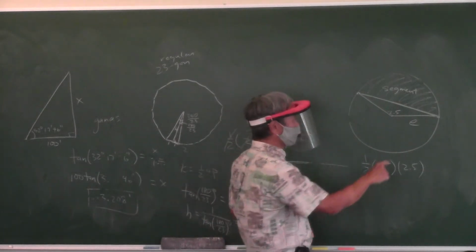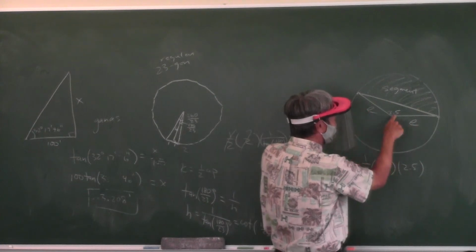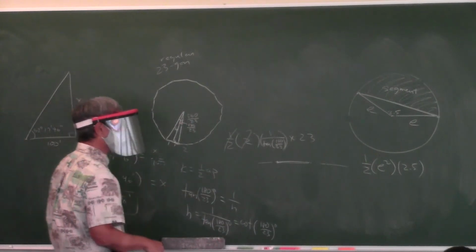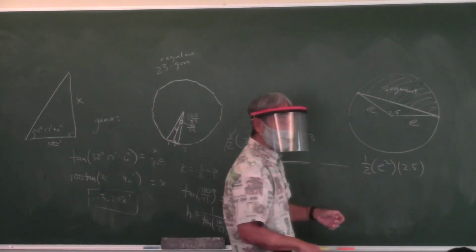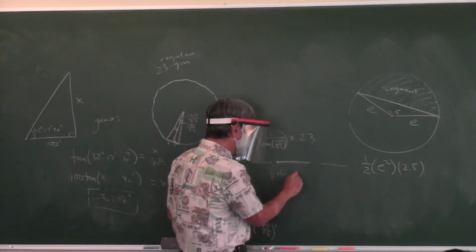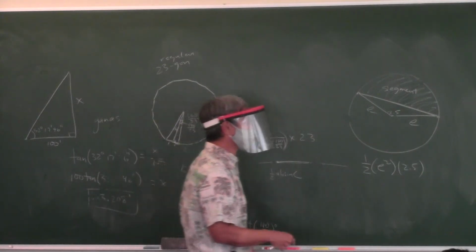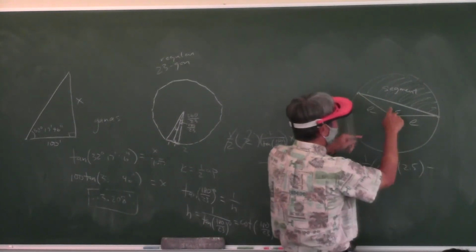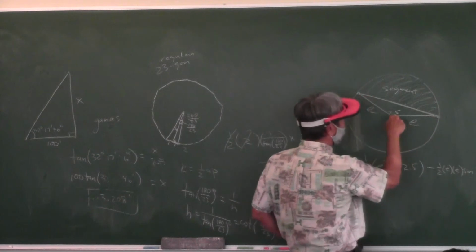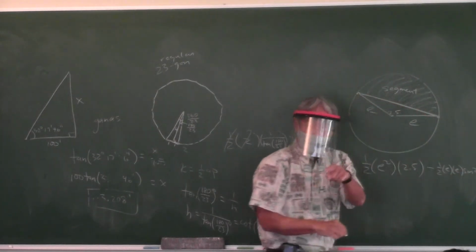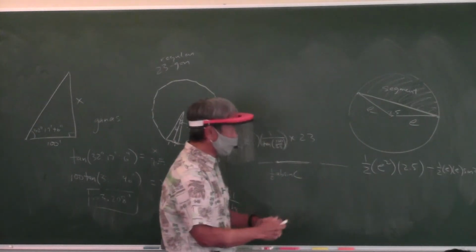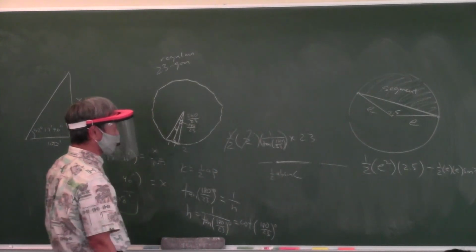Now what do we know in the triangle? I know 2 sides and the included angle. And what formula should I use? Is it still written here? Oh, it's erased. If you know 2 sides and the included angle, what's the fastest way to find the area? 1/2 AB sine C. So I'm going to subtract the area of this triangle, which is 1/2 AB times the sine of that angle, which is 2.5 radians. So you need to put your calculator into radian mode now. You're going to have to switch back and forth, because the angles are given in radians.